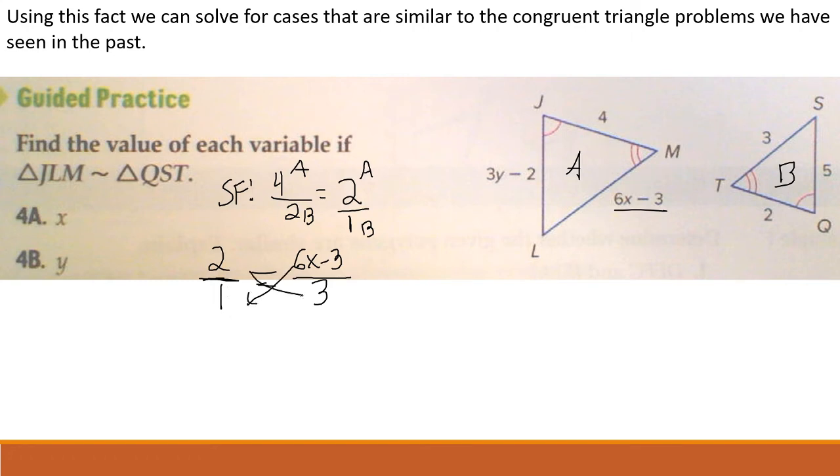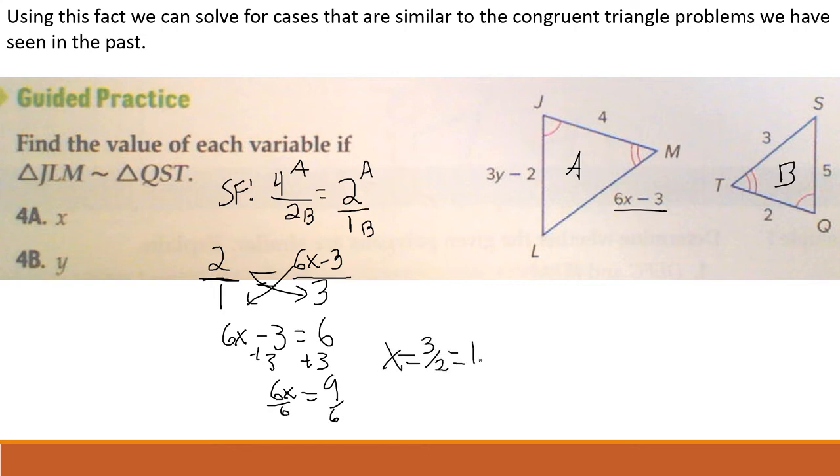So cross there, we get 6x minus 3 is equal to 6. And then we just do our quick little algebra here. So we get 6x is equal to 9. Divide by 6, divide by 6. I get x is equal to 3 halves, or 1.5. So that's one way of setting this up here, is to get your scale factor and then just simply use this scale factor to solve all your other missing sides.